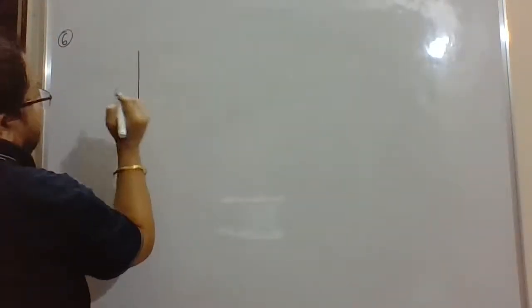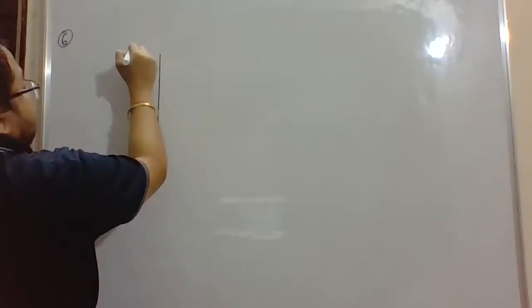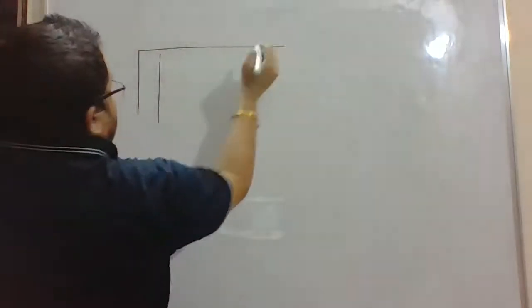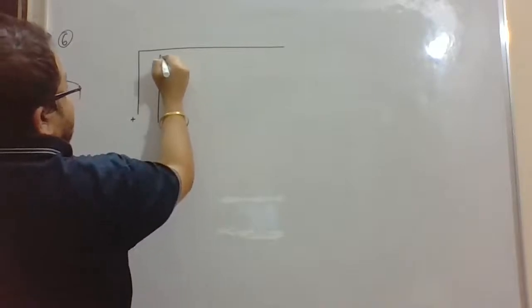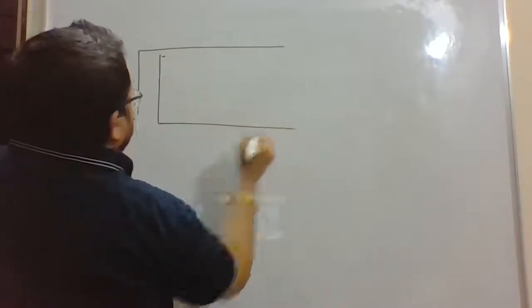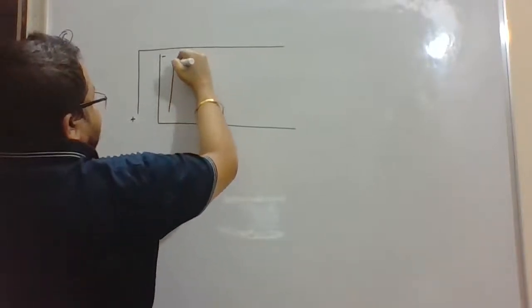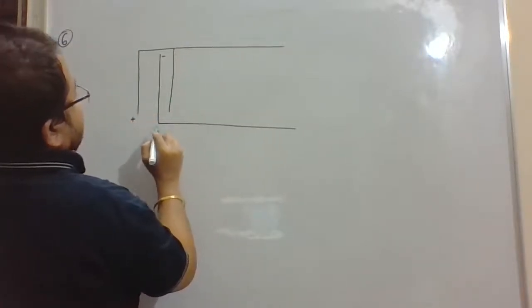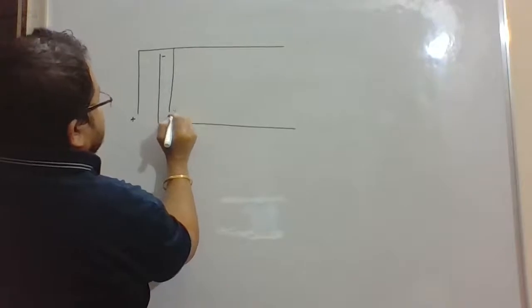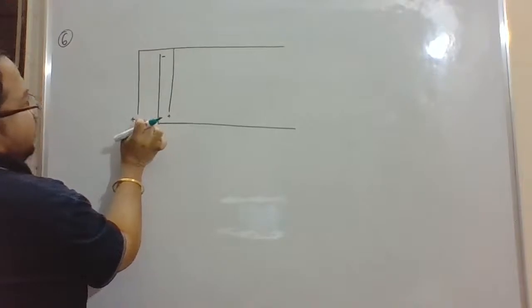So let us see. Say here you have one plate, here you have another plate. This is the positive plate. This is your negative plate. And the way things are arranged, here is another capacitor. So one positive plate, one negative plate, separated by a small distance d.